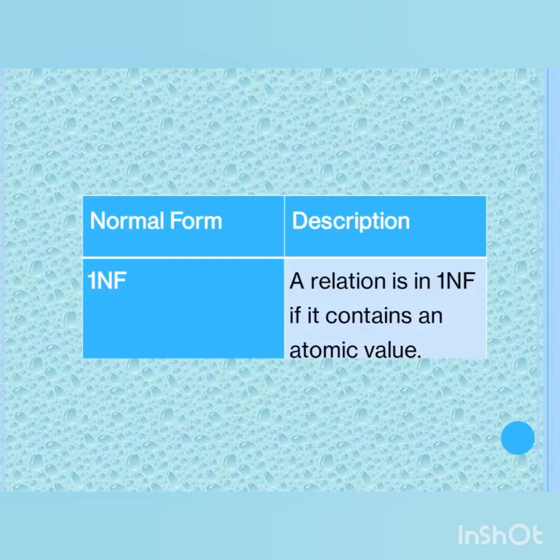We'll see each normal form in detail with an example. Okay. Now, first normal form. A relation is in first normal form if it contains an atomic value. So, as already said, every tuple in a relational table should have an atomic value. So, no comma separated value should be there.